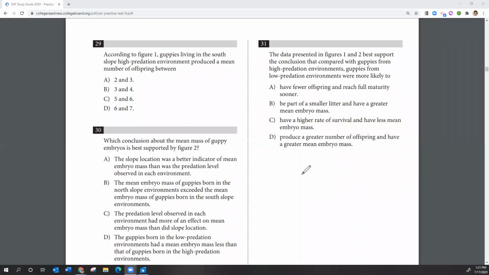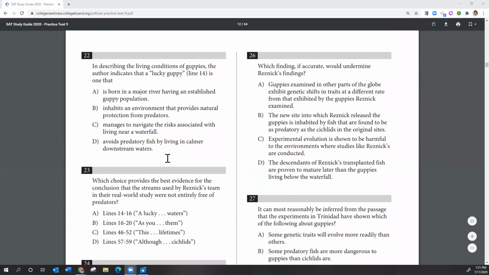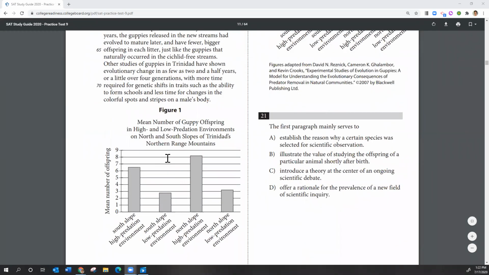Okay, here we're going to cover some graphics questions, namely questions 29, 30, and 31 from section 1 of test 9. So here we see that all of these questions are focused on figure 1 and figure 2 of the passage up here. So let's just go view those for a second.